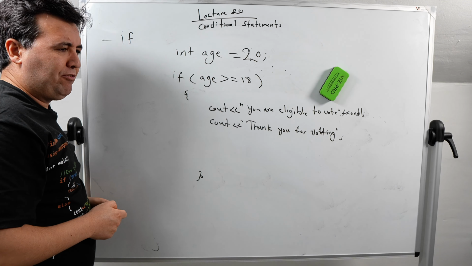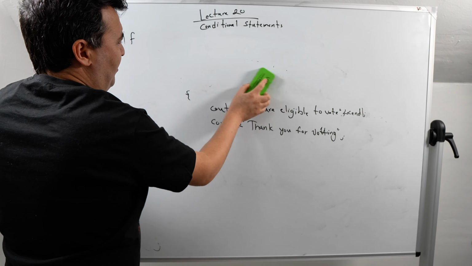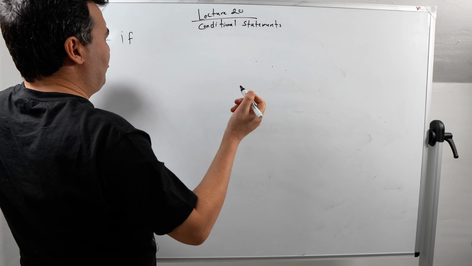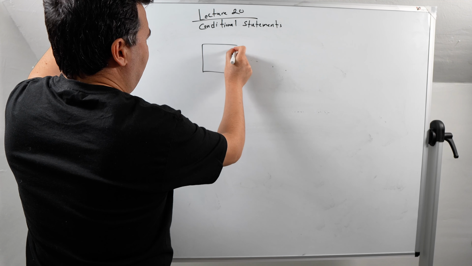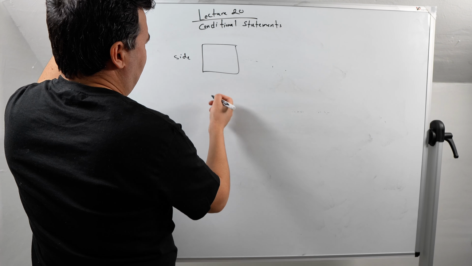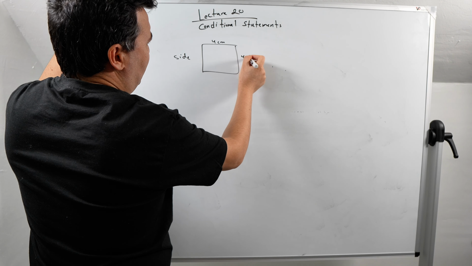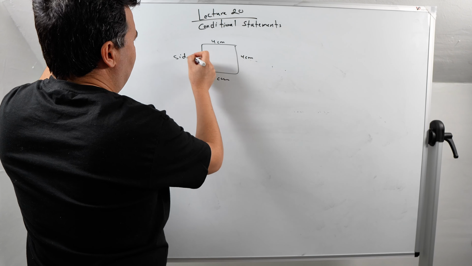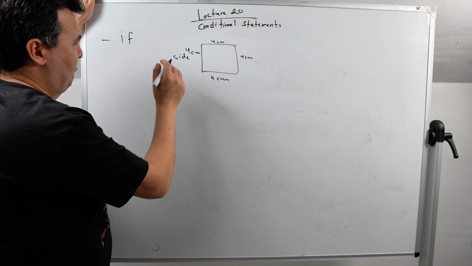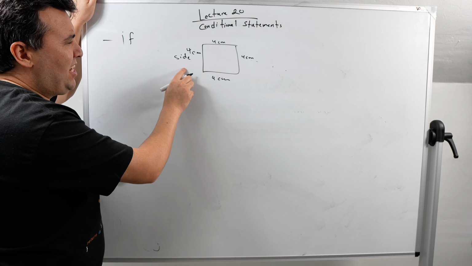Another example of if statements: in one of our lectures, we calculated the area and perimeter of a square. The square is like this. All sides of the square are equal. For example, if this side is 4 centimeters, this side is also 4 centimeters, this side is also 4 centimeters, and this side is also 4 centimeters. So in this case, we take the side from the user, and we should check the condition here.